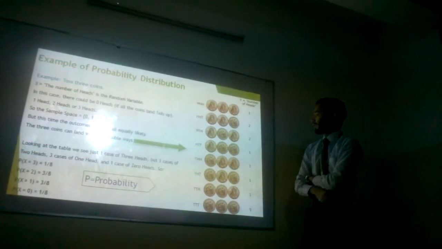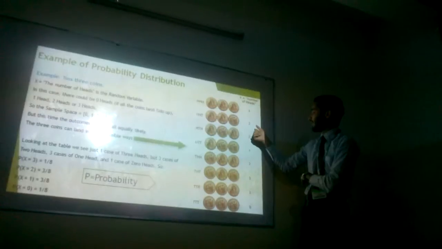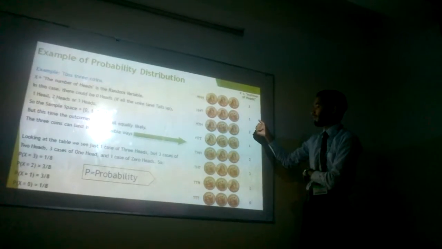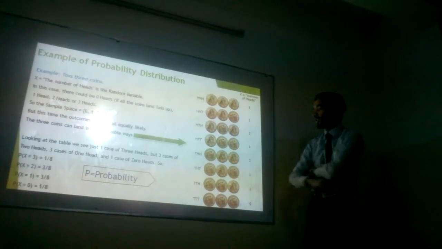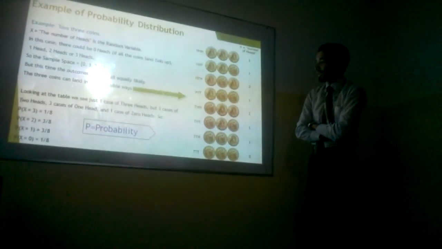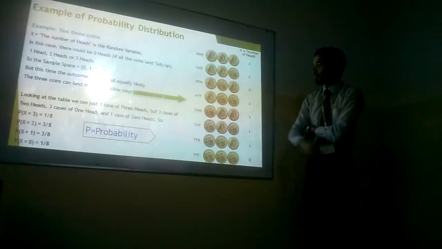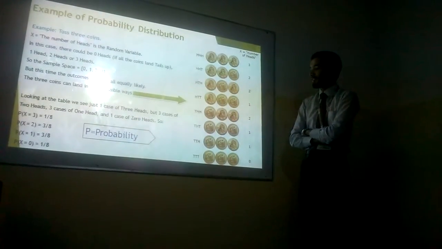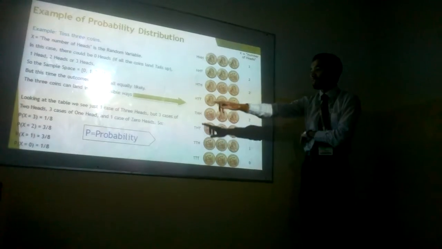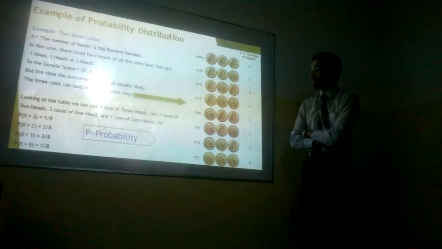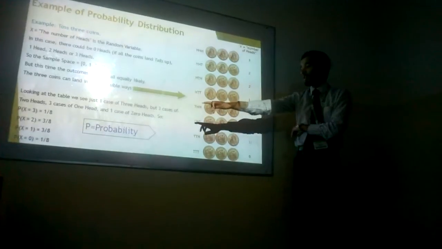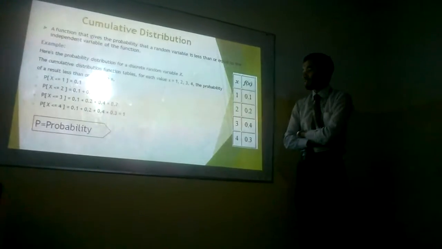Looking at the table, we get that there is 1 case of 3 heads, 3 cases of 2 heads, 3 cases of 1 head, and 1 case of 0 heads. So the probability when X is 3 heads is 1 by 8, when X is equal to 2 the probability is 3 by 8, when X is equal to 1 it is 3 by 8, and when X is equal to 0 the probability is 1 by 8.